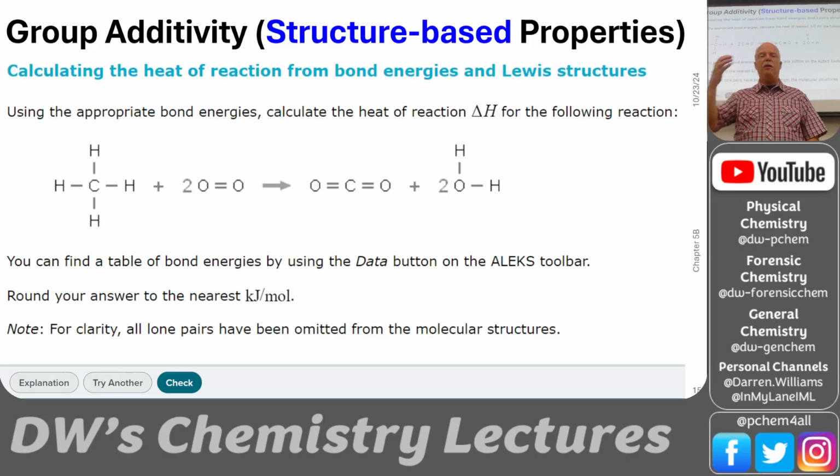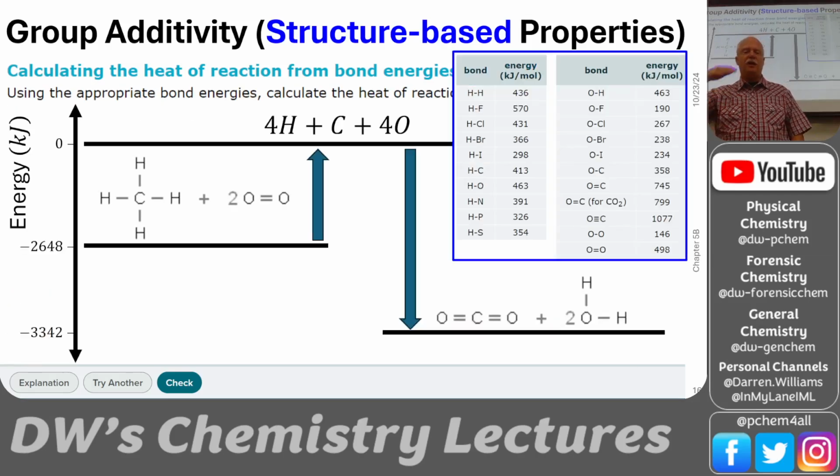So here's the problem, an example problem in Alex. Use the appropriate bond energies from those tables, calculate the heat of reaction for the following reaction. So we got the combustion of methane. So we got a methane molecule, 2 oxygen molecules making CO2 and 2 waters. Okay. So I went ahead and put this on my energy level diagram. So here I have the reactants going up to the elements, the atoms.